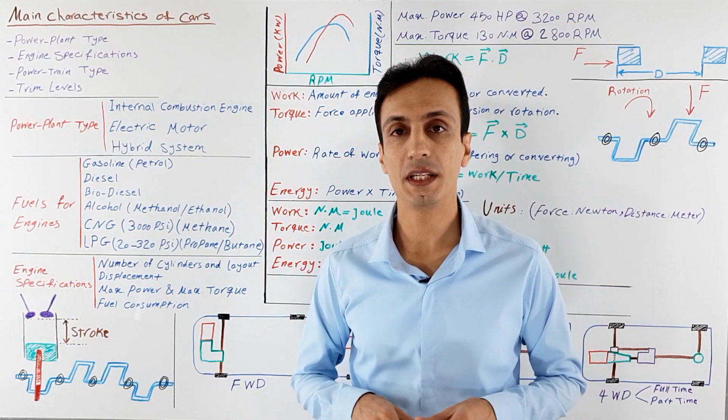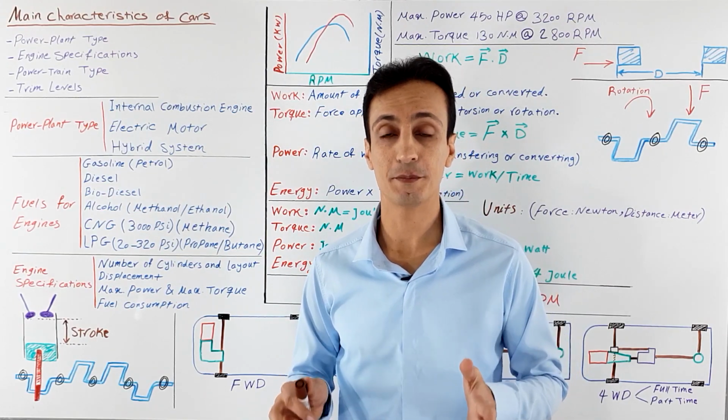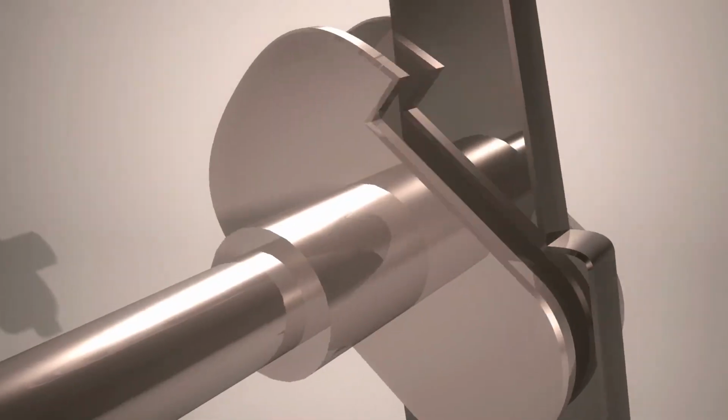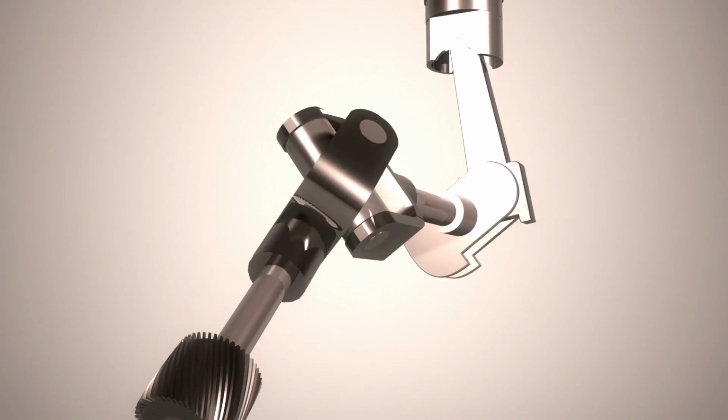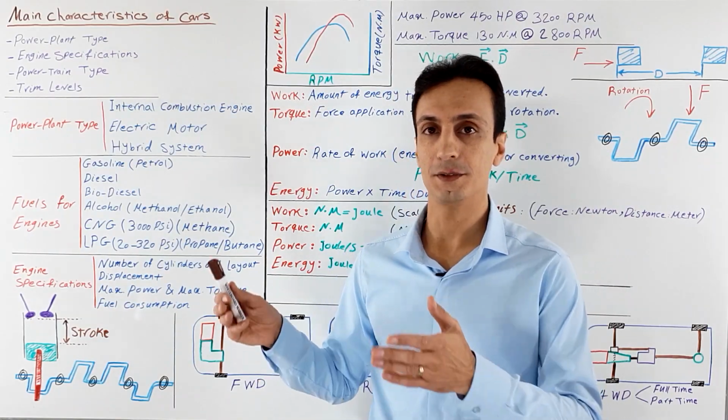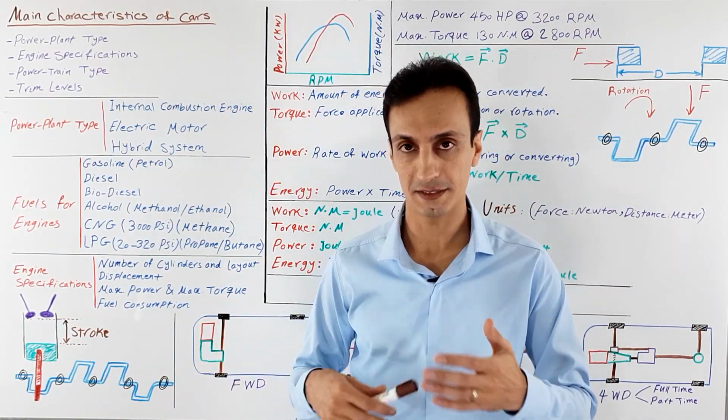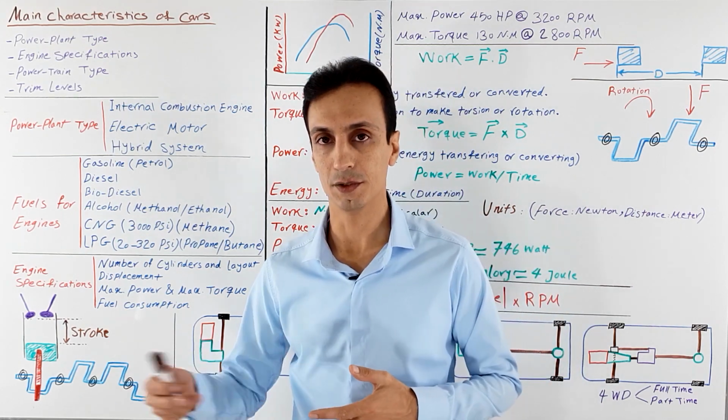In an engine, we need a fluid as a fuel to be combusted and produce torque from the force that is applied on the crankshaft. This torque is delivered to the powertrain and eventually to the tires, which are the interface of the vehicle with the road.